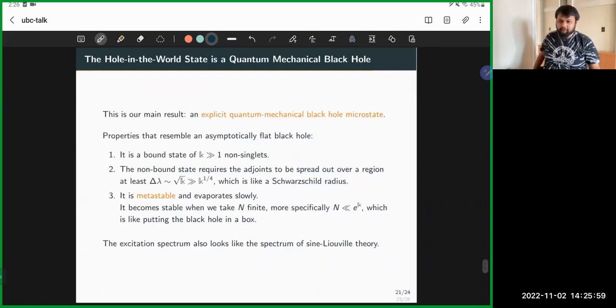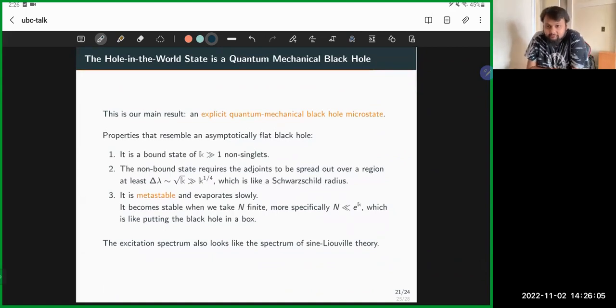So now let me just emphasize some things that I've said partly, but I want to say again. The hole in the world state is an explicit quantum mechanical black hole microstate. So let me tell you about all the properties that make it resemble an asymptotically flat black hole. It is a bound state of many non-singlets. Okay, the analogous thing is that if you have a shell, there's a non-bound state which is just a shell, but there is a bound state where you have a black hole.